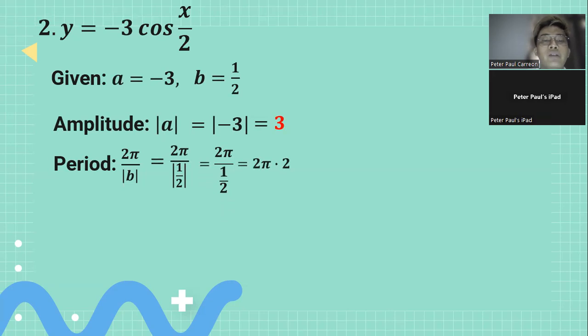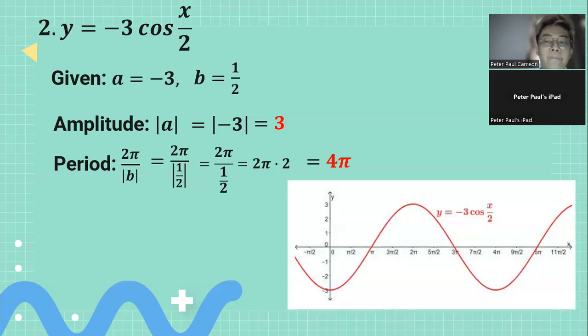So meron tayong 2 pi over 1/2 is equal to 2 pi times 2. Kunin yung reciprocal ng 1/2 eh. So magiging 2. So our period is 4 pi radians. So uulit pa lang yung graph niya every 4 pi radians. So yun yung effect ni 1/2. Nag-stretch siya, no? Horizontally.